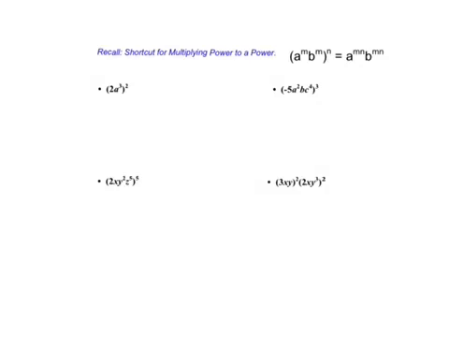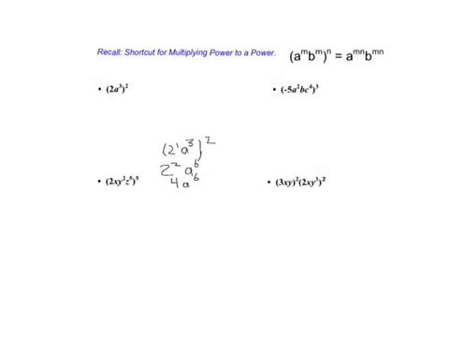So for the first example, the 2 needs to take the outside power into account. So you could rewrite this as 2 to the power 1, a to the 3, all to the power of 2. And then that 2 needs to be multiplied by every exponent. So 2 to the power of 2 times a to the power of 6. So the 1 was multiplied by the 2, then the 3 was multiplied by the 2. We can simplify this to 4a to the 6th. So a to the 6 is in simplest form because we don't know what that variable is.